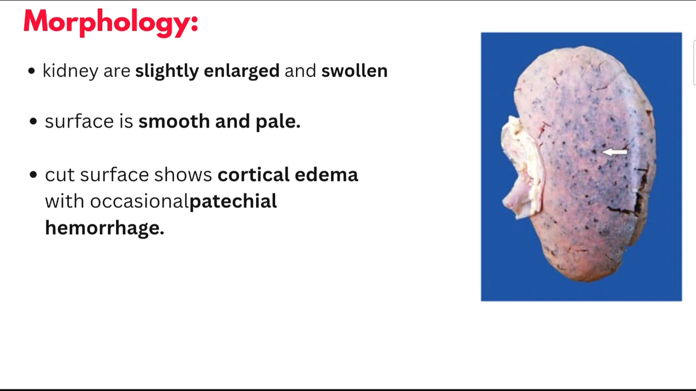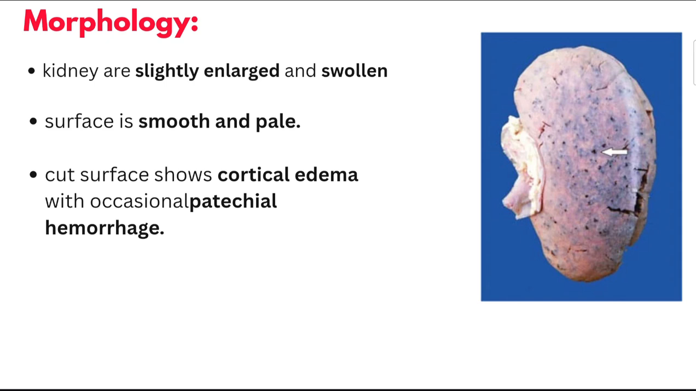Let's take a closer look at the morphology of the kidney affected by glomerular injury. This is a crucial aspect to understand as it lays the foundation for identifying and diagnosing the condition. Firstly, the kidney in this condition is slightly enlarged and swollen. This enlargement is a visible indicator of the underlying pathology. Next, the surface of the kidney appears smooth and pale. This smoothness and paleness can be attributed to reduced blood flow and possible inflammation affecting the organ's appearance.